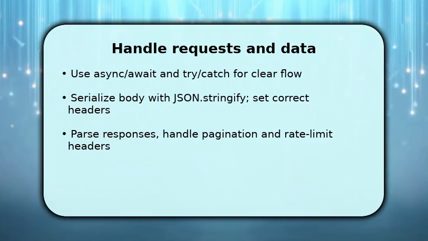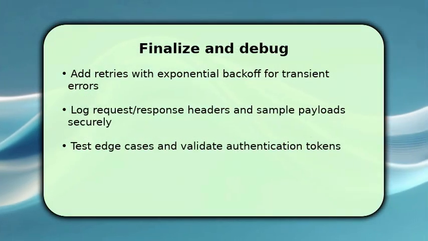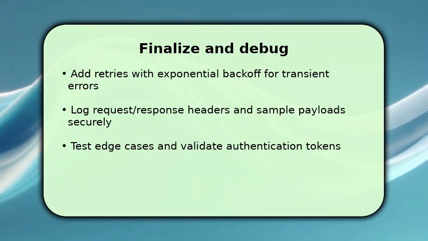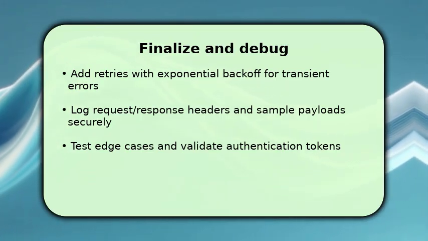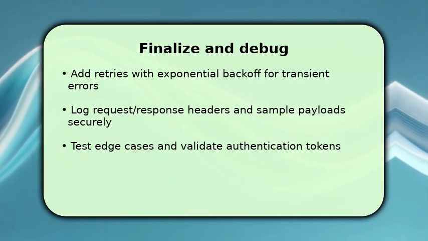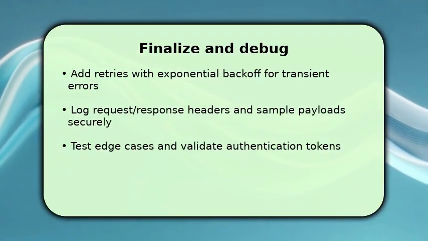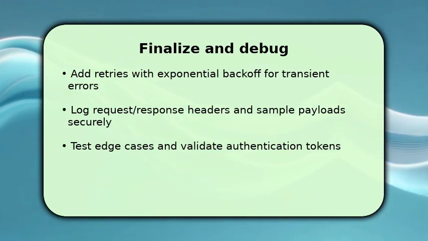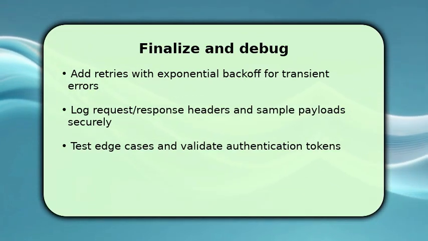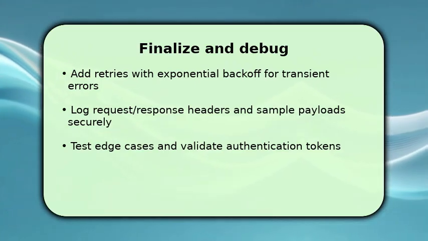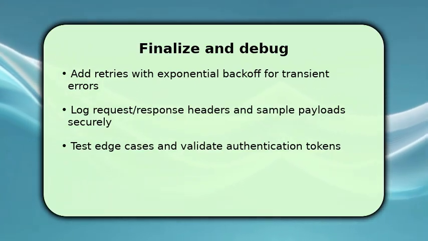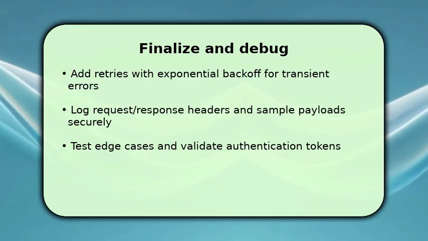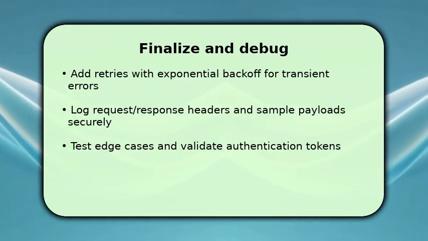Finish by wrapping your calls with retry logic and centralized error handling so transient failures recover gracefully. You should log minimal request and response details without exposing secrets, and validate tokens before requests to avoid unnecessary retries. Once integrated, run targeted tests for edge cases like empty responses and large payloads. If something breaks, check status codes and headers first. A common fix is correcting the content type.